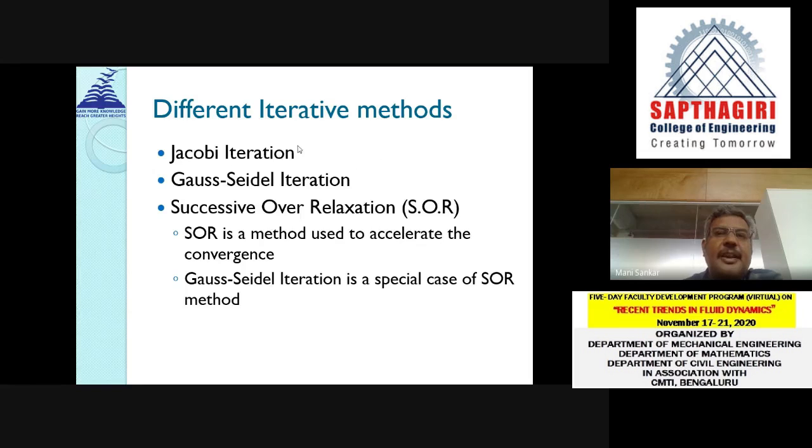So these are the different iterative methods: Jacobi, Gauss-Seidel, and successive over-relaxation. Generally, the Jacobi iteration is just a plain iteration which does not use the updated values, whereas Gauss-Seidel updates the solution at every level, and the relaxation techniques are used to accelerate the convergence.